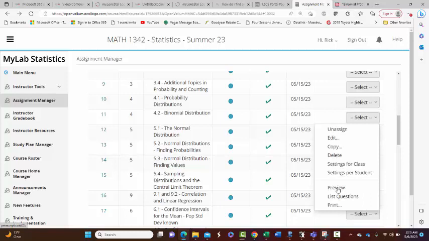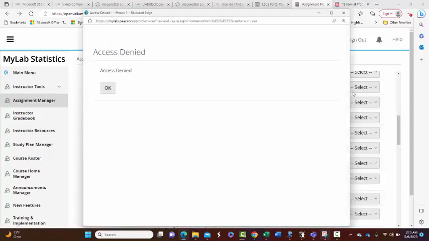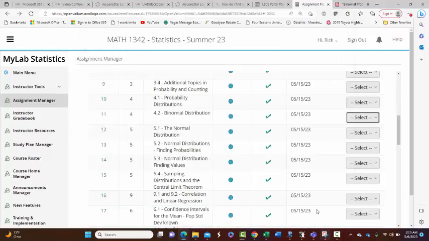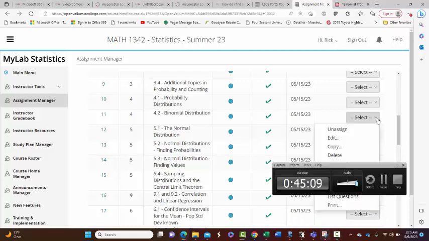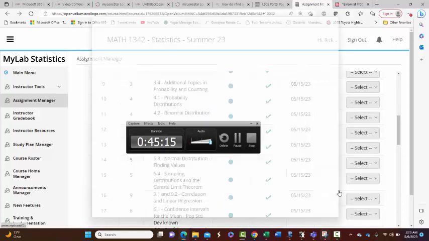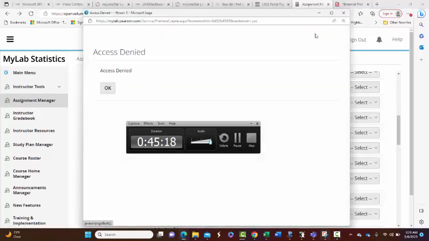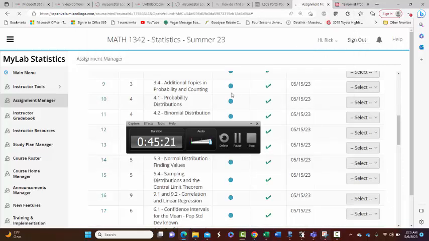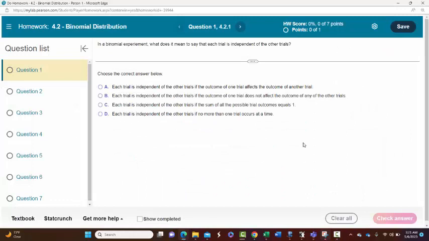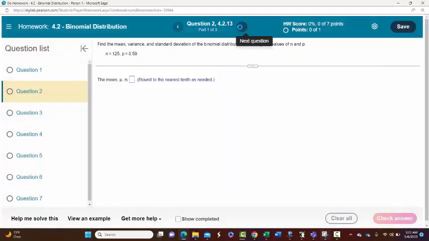Preview. So once again, I'm going to try to pick... access denied. All right, well, my stat lab had timed me out there, so I had to pause it while I logged back in again. Mean, variance, and standard deviation, I don't think that's too bad, but obviously if you need help, let me know.